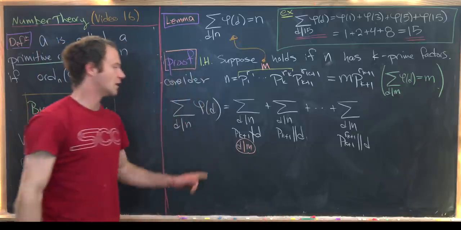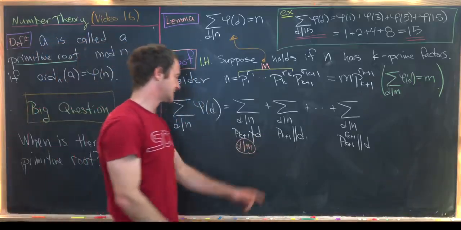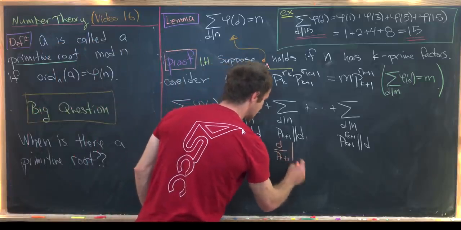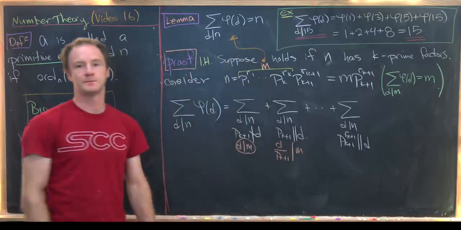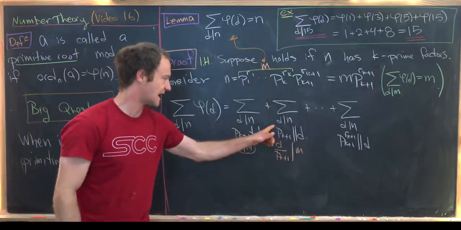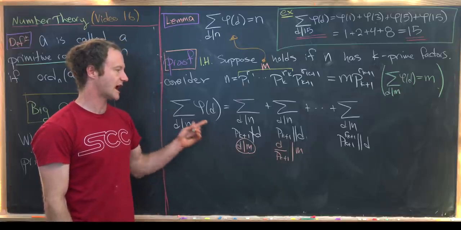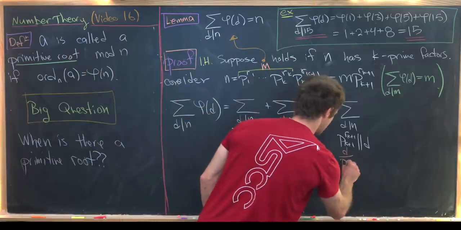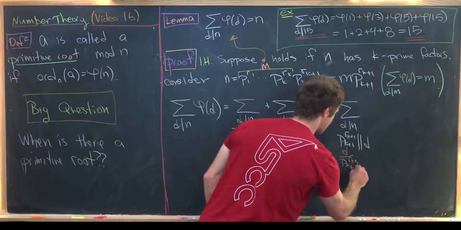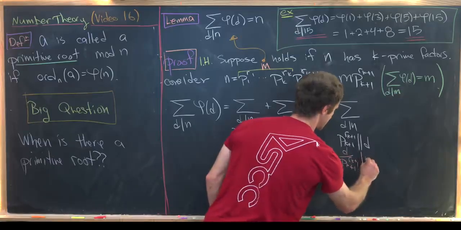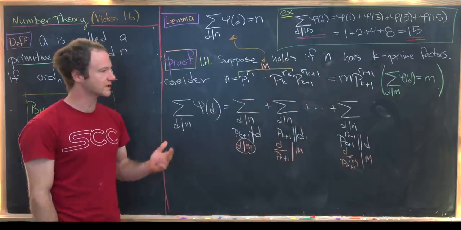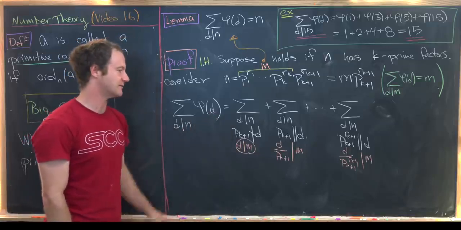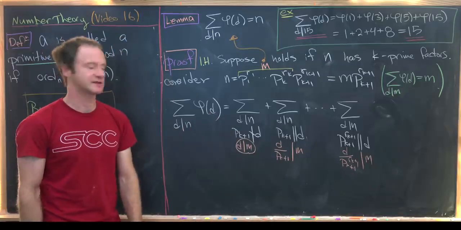Okay, well, let's notice what this means. This means that d over p sub k plus 1 is a divisor of m. Right? Because if we divide out the factor of p sub k plus 1, we have something that divides m. And way up over here, this means that d divided by p sub k plus 1 to the r sub k plus 1 divides m. So in fact, we're really summing over divisors of m that have just been boosted a little bit by certain powers of p sub k plus 1.